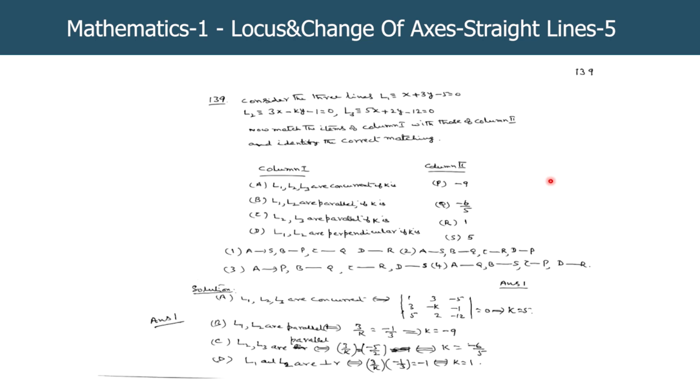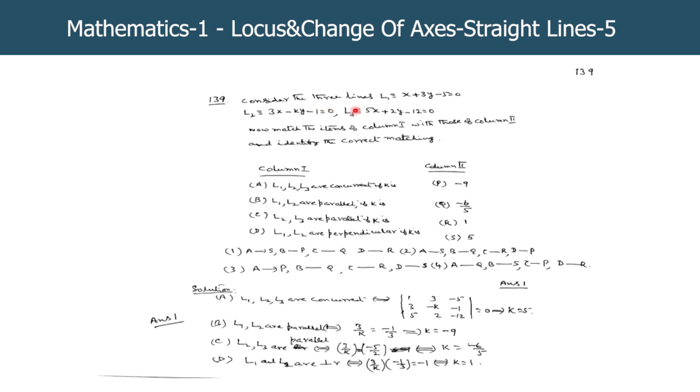Here in this question, he has given three lines and some properties of the lines in column 1 and some properties of the lines in column 2, and you are asked to match the items of column 1 with column 2, and the options are given here: 1, 2, 3, 4 options. You have to identify the correct option.